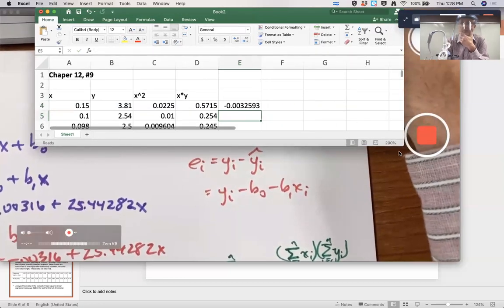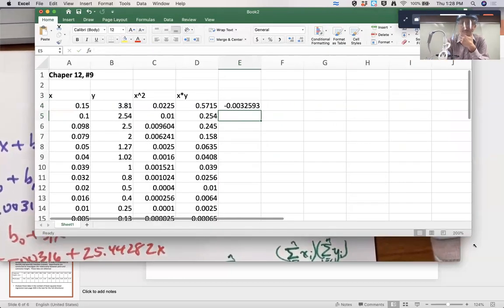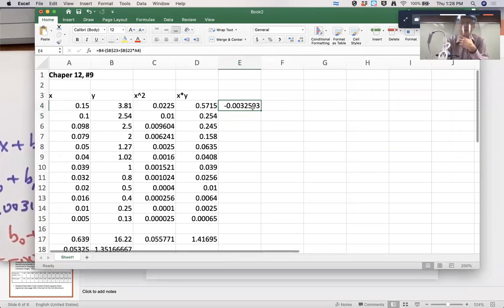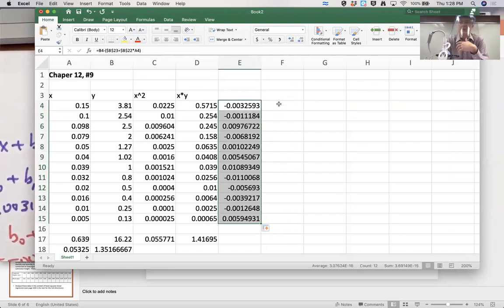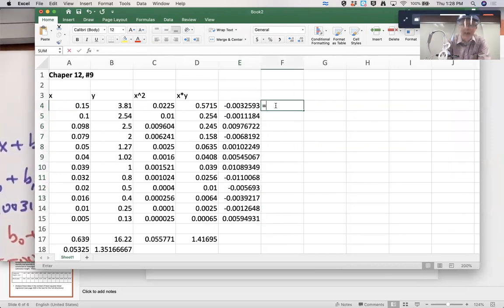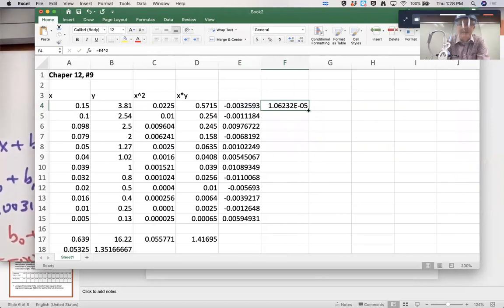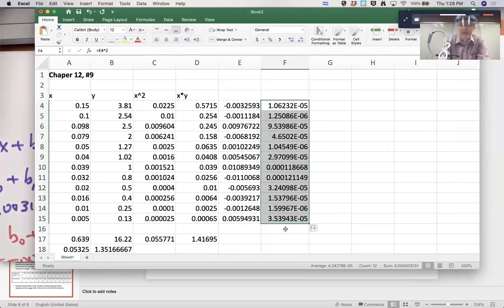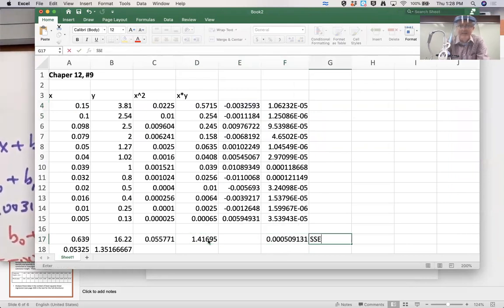And these numbers are all going to be pretty close to 0 here. Some negative, some positive. If you square them and add up those squares, that gives you SSE. And it's going to be pretty tiny here. That's SSE.